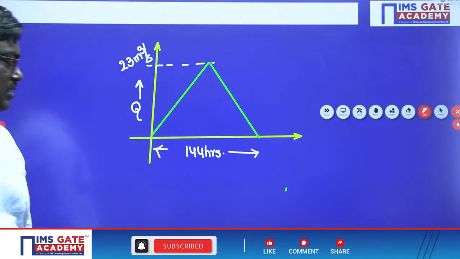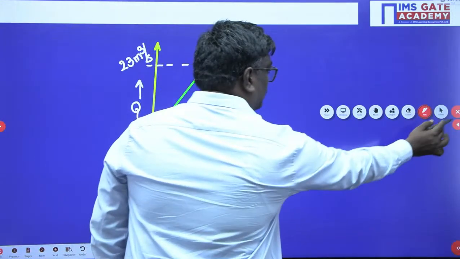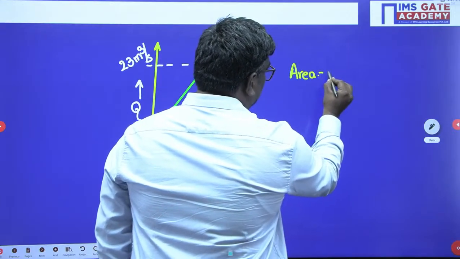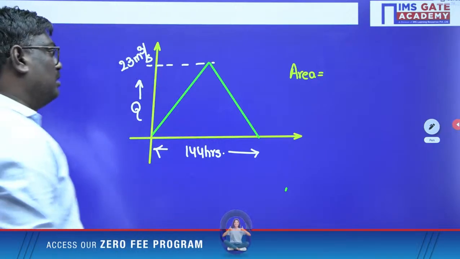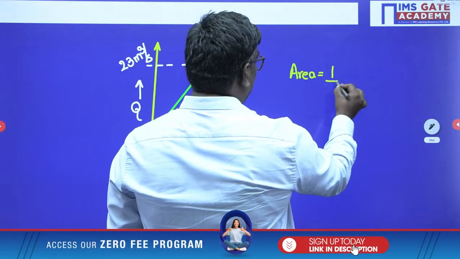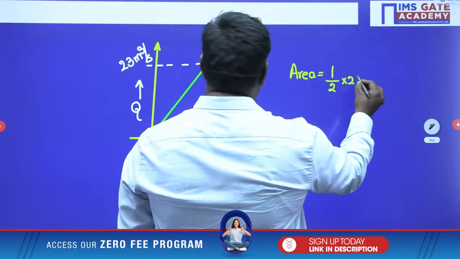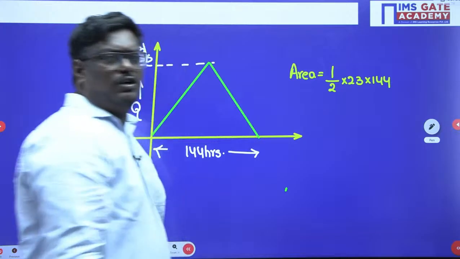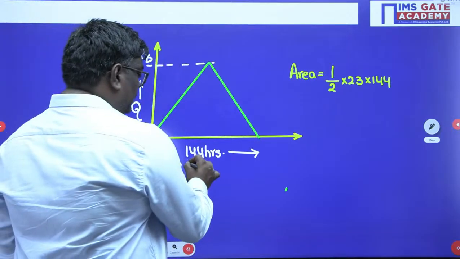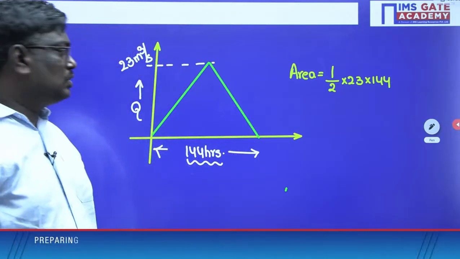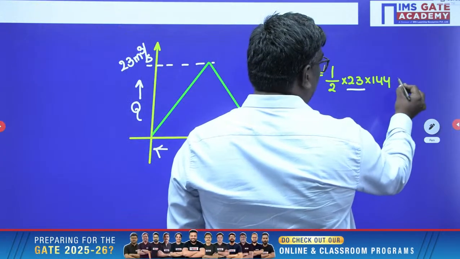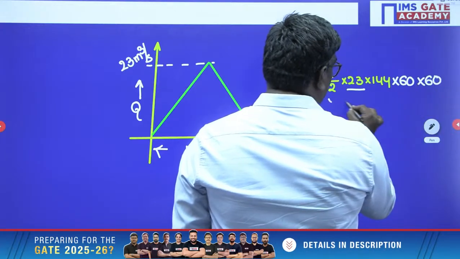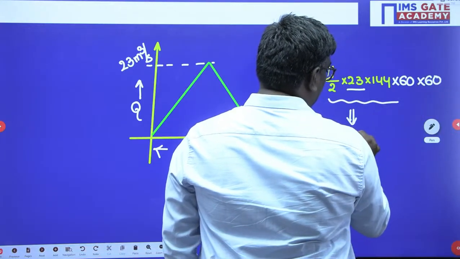So how to find out this area, sir? Area is nothing but half into 23 into 144. 144 is the number of hours, so this is meter cube per second, so into 60 into 60. This will be equal to the runoff volume.